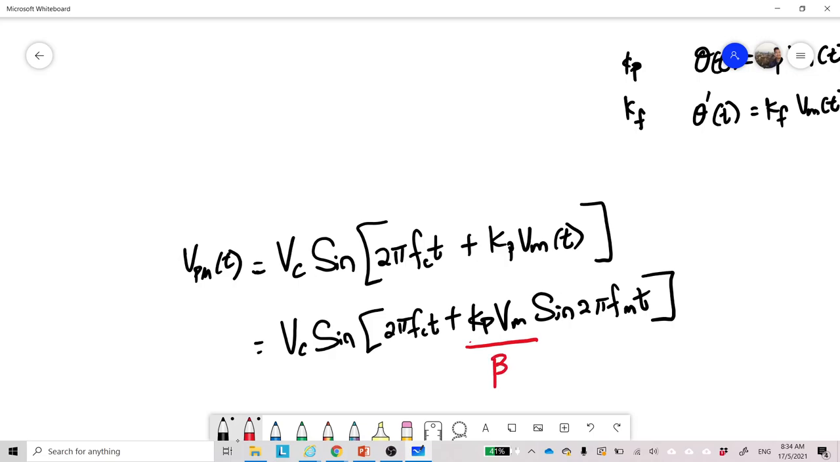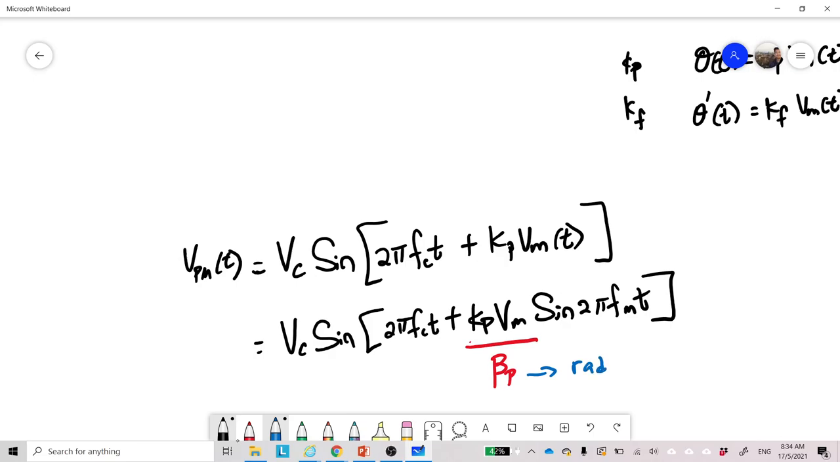beta p, the index modulation. The index modulation for phase deviation is beta p. The unit for beta, remember beta p is the modulation index for phase modulation parameter, and here the unit is in terms of radian.